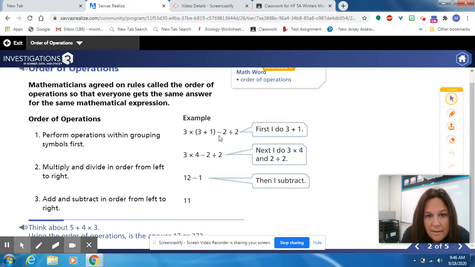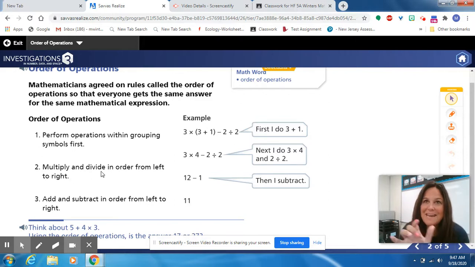We've got an expression here. It's 3 times (3 plus 1) minus 2 divided by 2. So we need to solve this problem, but we have to know what to do first. Take a look at this. What do you think you should do first? That's right, work inside the parentheses. So you're going to add 3 plus 1 first because that's inside the parentheses. And it says right here, perform operations within grouping symbols first. Then we're going to multiply and divide in order from left to right.